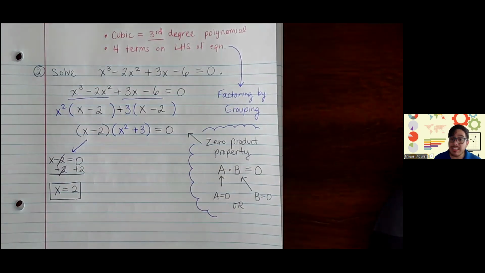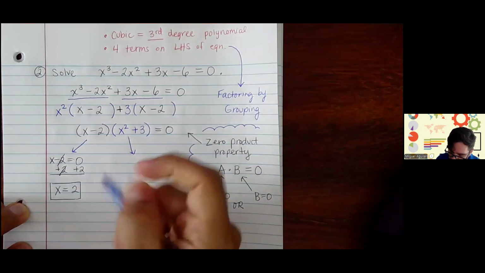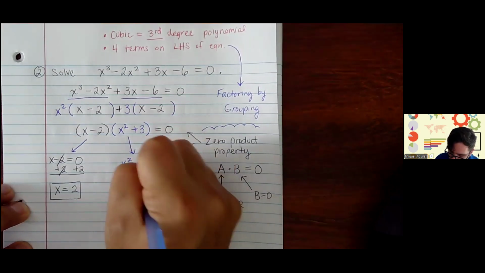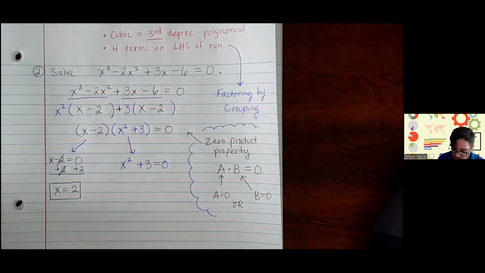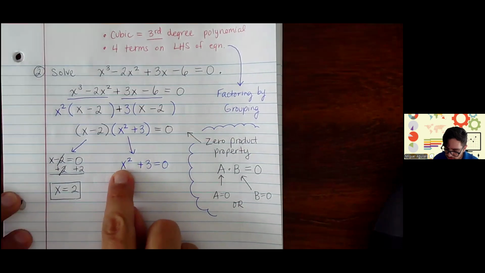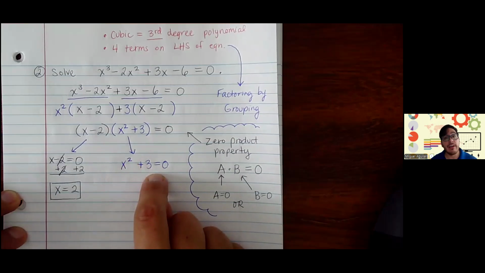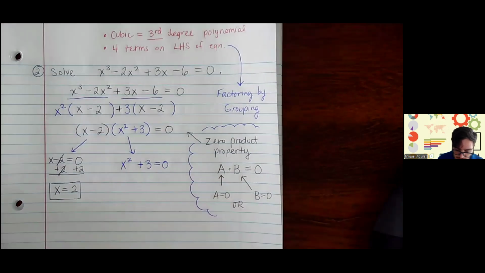Okay. But we said that we may have at most 3 solutions. So let's take a look at that other factor here and see how we might go about solving that. So we're going to set x squared plus 3 equal to 0. But this equation that we've now set up has a power of 2 on that variable. That tells me that this is a quadratic equation, so we should have 2 solutions. Okay, so just keep that in mind.